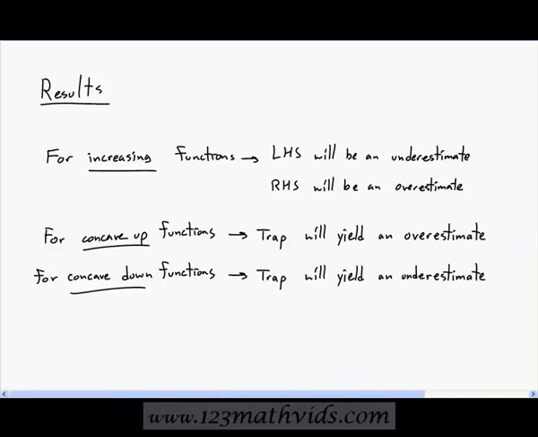And in fact, I can choose to use left-hand sums in one area, right-hand sums in the other, if I want to make some sort of more definite bound. For concave up functions, the trapezoid will yield an overestimate. For concave down, it will yield an underestimate.